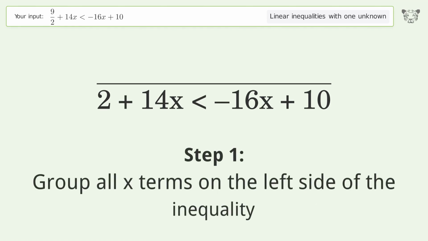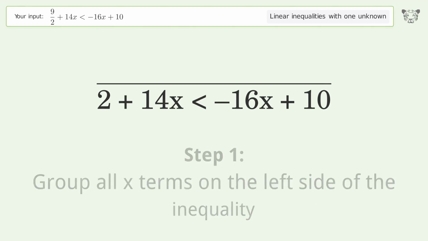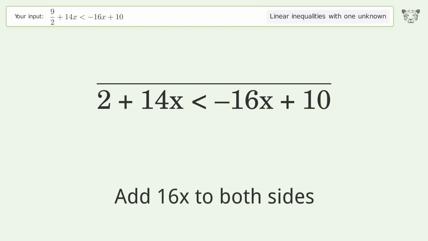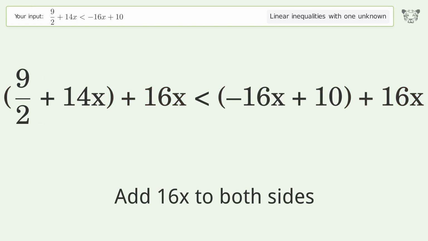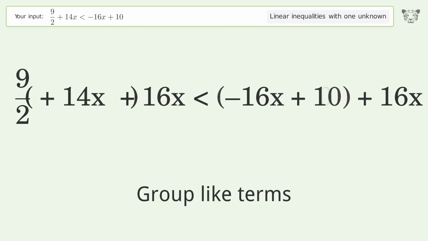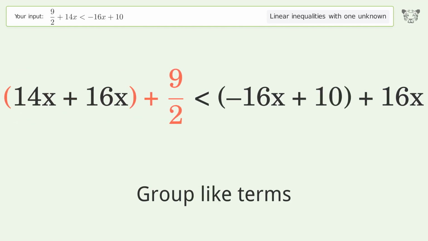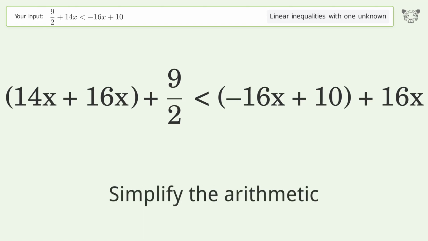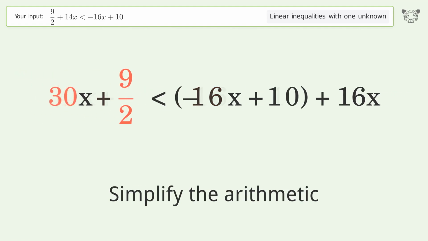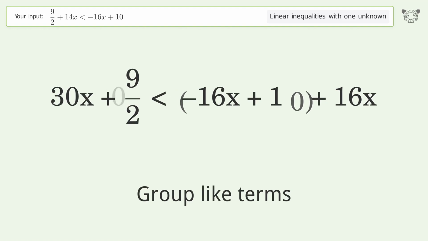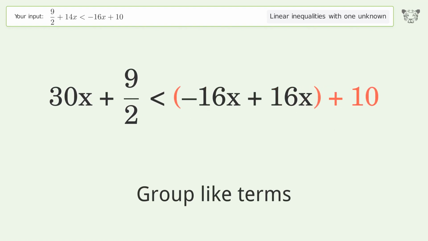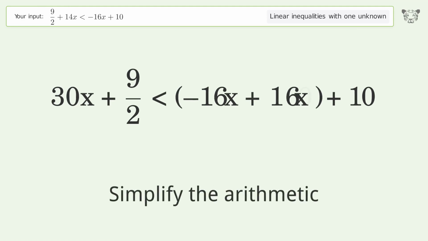Group all x terms on the left side of the inequality. Add 16x to both sides. Group like terms. Simplify the arithmetic. Group like terms. Simplify the arithmetic.